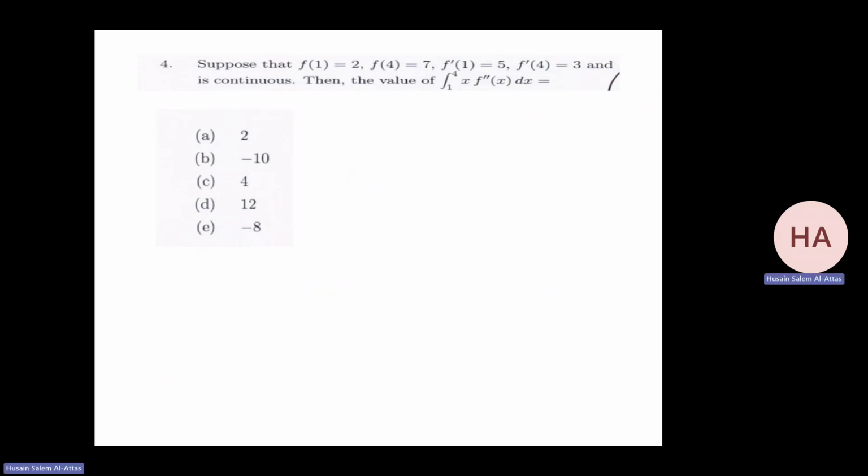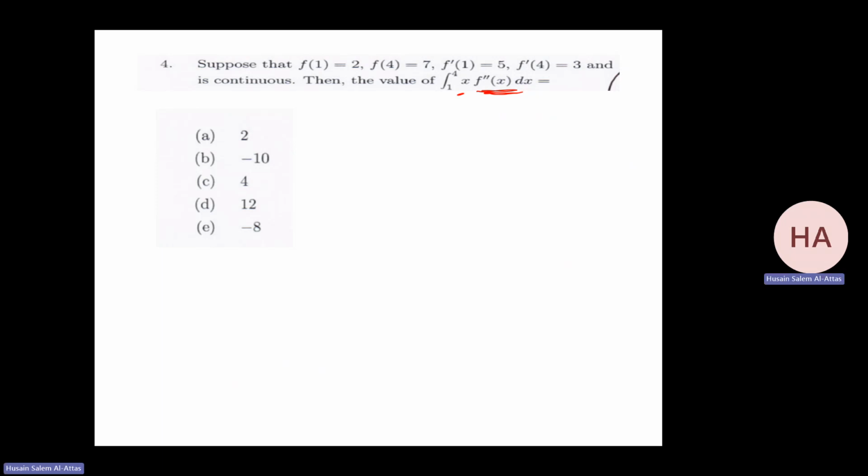Suppose that f of 1 equals this, f of 4, we don't have the function. Okay, and he wants this. Interesting. Okay, so it seems to be integration by parts. Why? Because this is x, and this I know how to integrate, which if I integrate one time, it will be f prime.